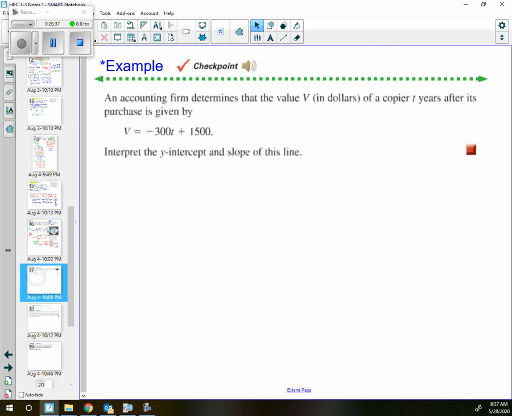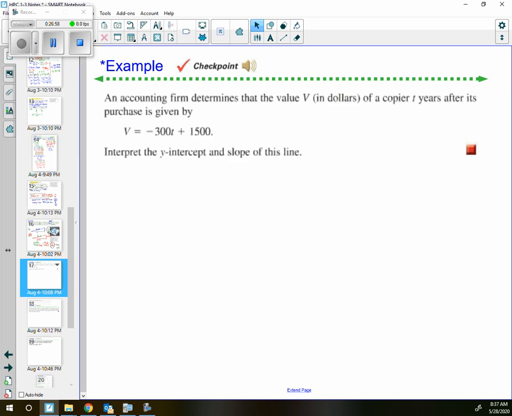All right, let's take a look at the next one here. I want you to think about what the information is telling you in this one. So we're going to look at some other applications. We're going to take a peek at a few examples. It says an accounting firm determines that the value in dollars of a copier T years after its purchase is given by this. Interpret the slope and the y-intercept.